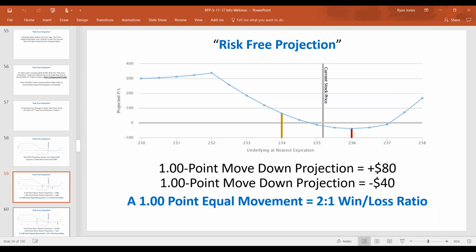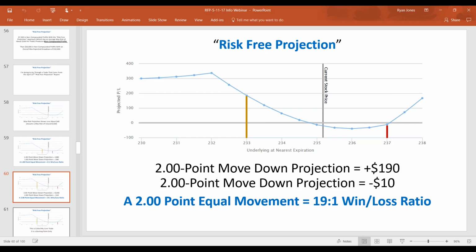So given a 50-50 probability over the next several days that the market will close either at 236 or 234, this gives you a 2-to-1 win-loss ratio, and statistically speaking, a 50-50 shot, a 50% shot. Would you make this trade? Well, I don't know why you wouldn't. The probabilities are in your favor, right? So that's the 1 point EMR, and the probabilities are in your favor.